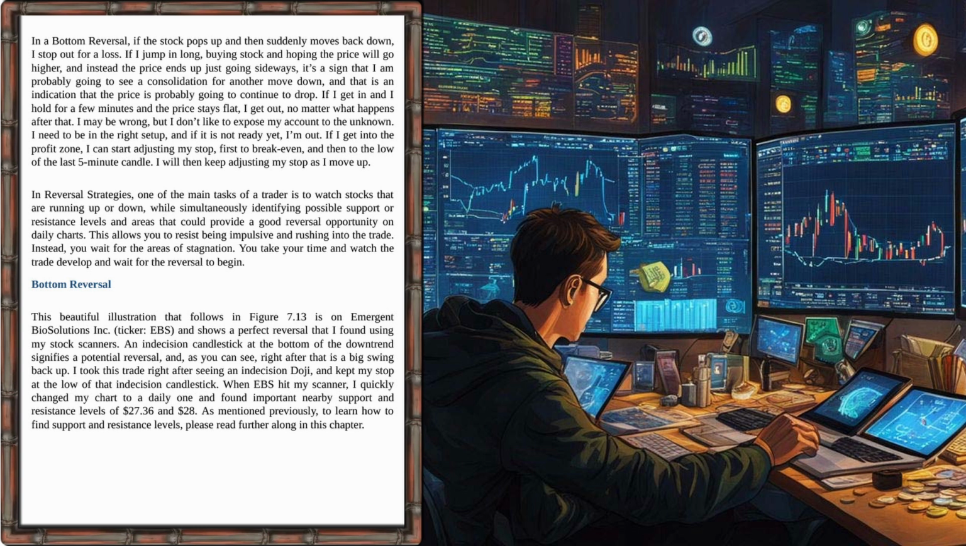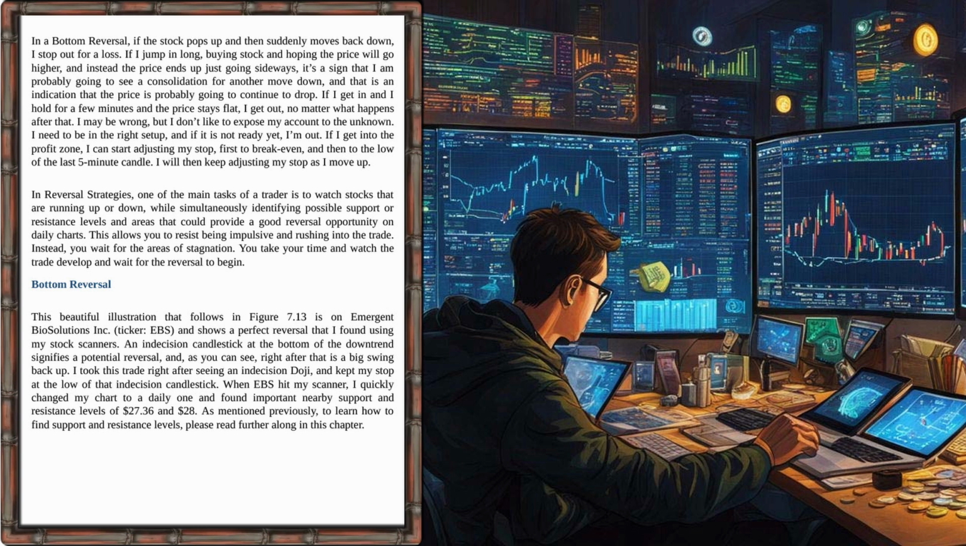In reversal strategies, one of the main tasks of a trader is to watch stocks that are running up or down, while simultaneously identifying possible support or resistance levels and areas that could provide a good reversal opportunity on daily charts. This allows you to resist being impulsive and rushing into the trade. Instead, you wait for the areas of stagnation. You take your time and watch the trade develop and wait for the reversal to begin.